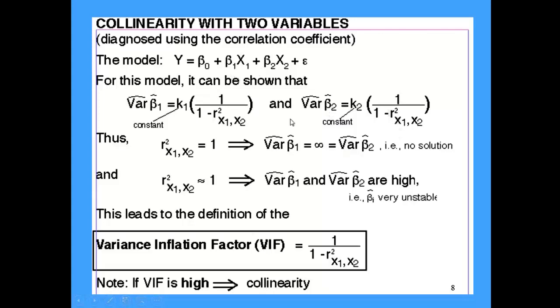Now, look at the formula on the left. K1 stands for some constant, some number that will come out different depending upon what the data says. But look at this part of the formula. What does this part say? It's 1 over 1 minus R squared. R squared of what? It's the correlation between X1 and X2, right? That's what this says, and there it is on the right-hand side.